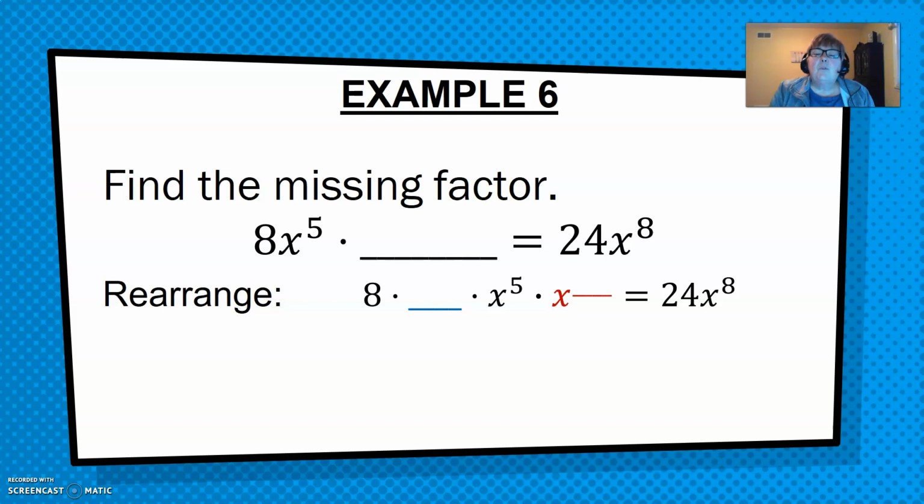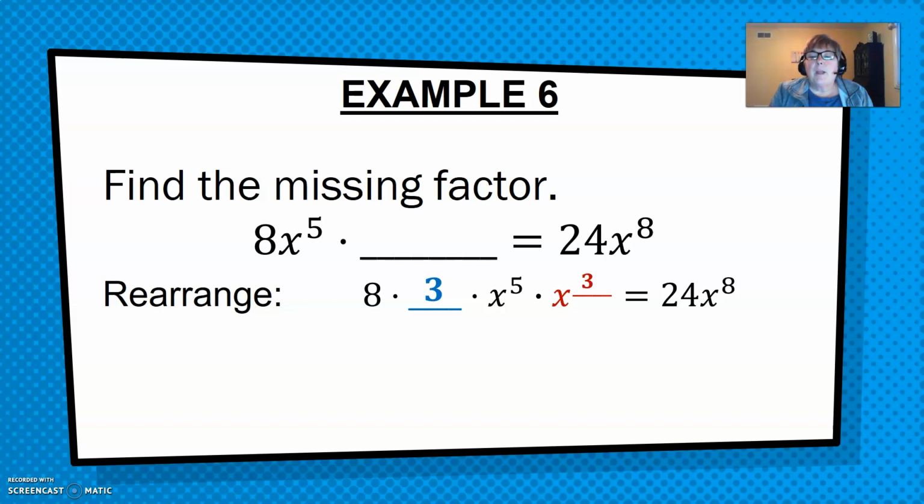Well, 8 times what equals 24? Again, if you don't know it, you do 24 divided by 8, and you get 3. x to the fifth times x to some exponent gives me x to the eighth. Well, I have to add something to 5 to get to 8. So 5 plus what equals 8? Well, 5 plus 3 equals 8.